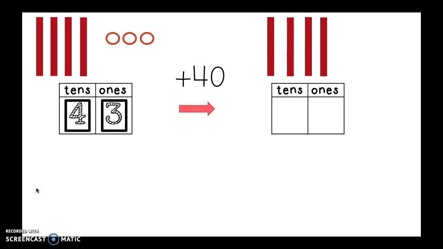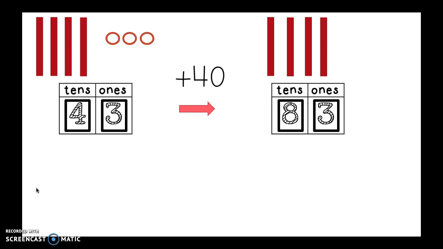Now all I have to do is look at what I started with and the change that I made and write that number in the tens. I had 4 tens. I added 4 more, so that means now I have 8 tens. And how many ones? Yep, just 3. They didn't change at all.